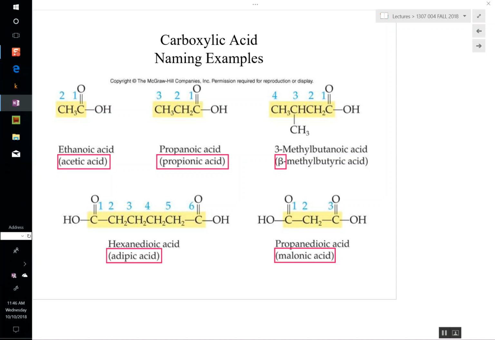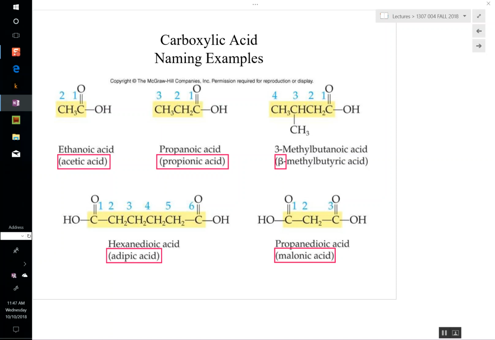You don't need to know all of these. So let's just use these to get into the naming. 2 carbons, ethanoic acid. We're looking at the IUPAC name. 3 carbons, propanoic. 3-methylbutanoic. Here's hexanedioic.